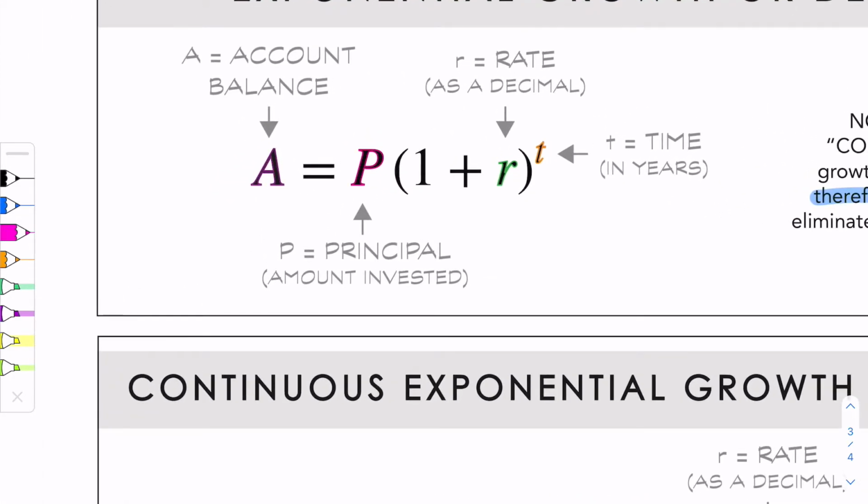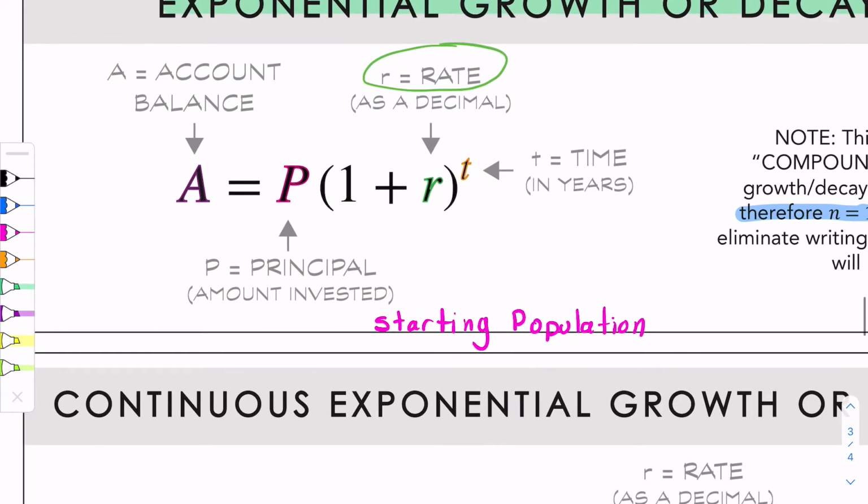I would like to highlight the fact that the principal amount in a population would also be the starting population. So in a population problem, it's the starting population. And one thing about the rate is when you're talking about population, it can increase or decrease. So the rate could be a negative number.